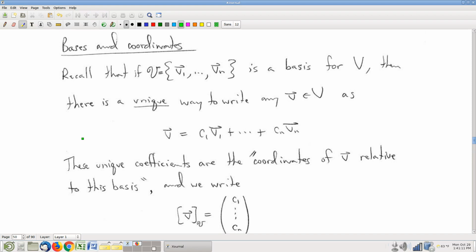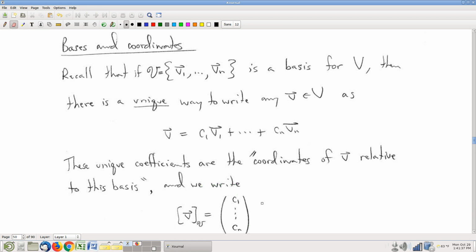Okay. So in section 5.3, we're going to start a new idea here, which is different things that you can do with this construction that we talked about a long time ago. This goes all the way back to chapter 2, I guess it is, 2.4, defining coordinates of a vector relative to a basis.